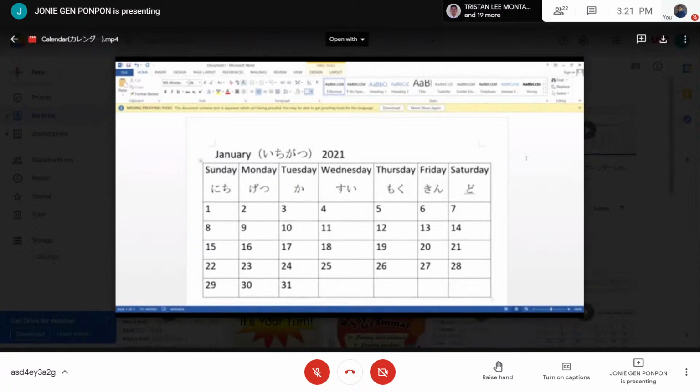Nichi, getsu, ka, sui, moku, kin, do. Just add those words with yobi, then you can have Sunday to Saturday respectively. Nichi, getsu, ka, sui, moku, kin, do, plus yobi is Sunday, Monday, Tuesday, Wednesday, Thursday, Friday, Saturday. So now we have the names of the months and the days of the week, and next is the dates.